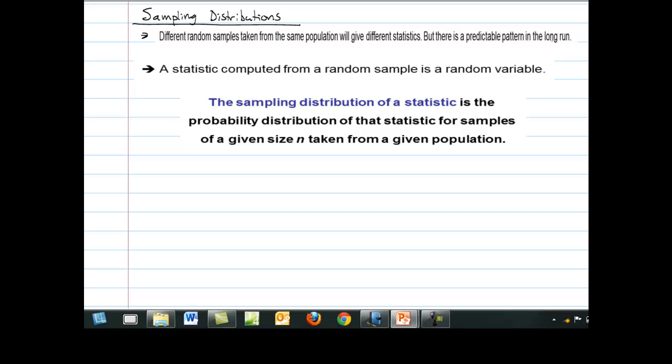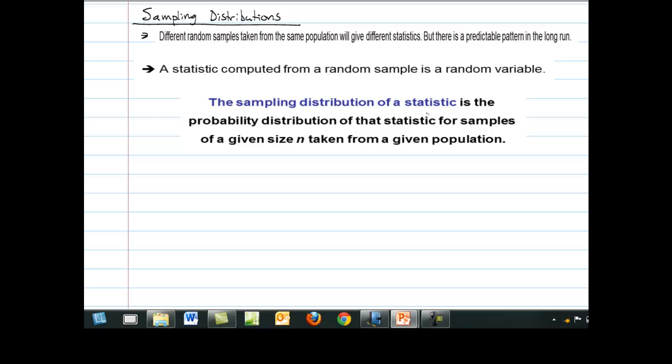Now when you're randomly sampling from a given population, the law of large numbers describes what would happen if we took samples of increasing size n. A sampling distribution describes what would happen if we took all possible random samples of a fixed size n. So this sampling distribution would talk about what would happen if we took all possible values.